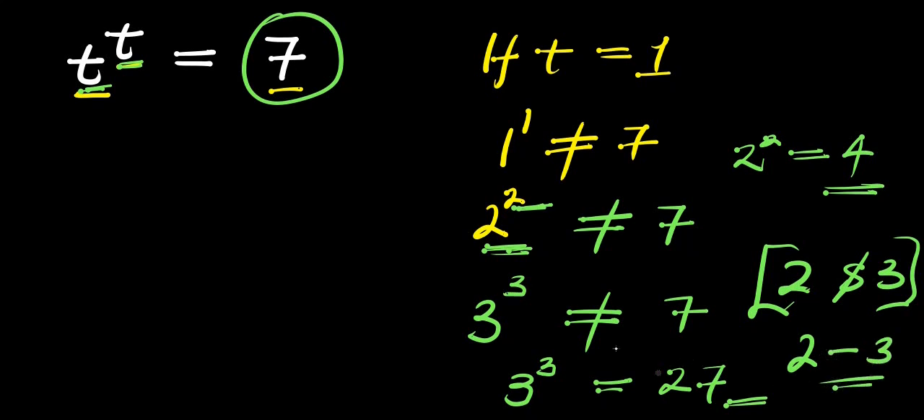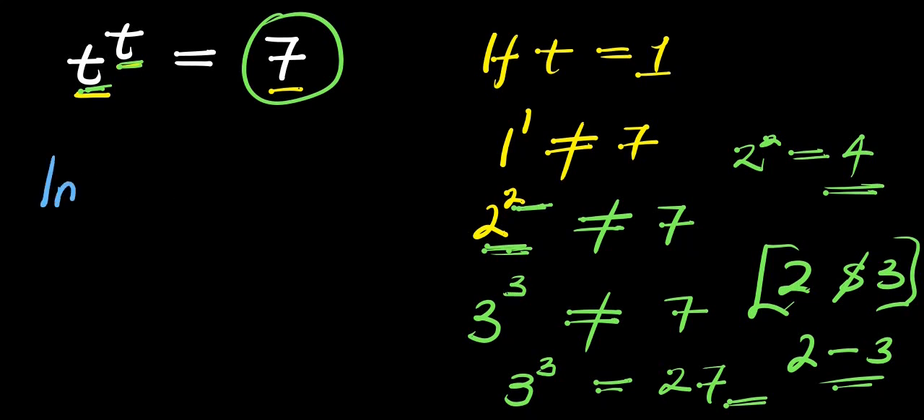And if you continue to test, maybe you continue testing 2.1, 2.2, 2.3, before you get to 3, you must actually have gotten the value. But we cannot be wasting that time. There's a way of actually solving this particular problem, and that is what we are going to do right now. So let's have our solution, and we are going to start by using natural log.